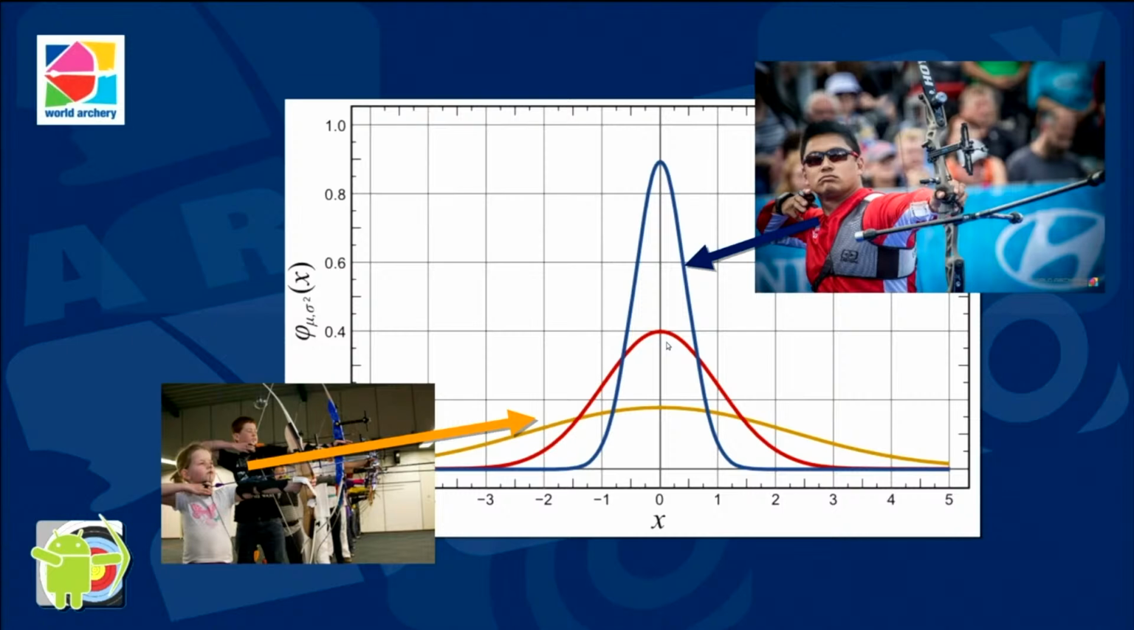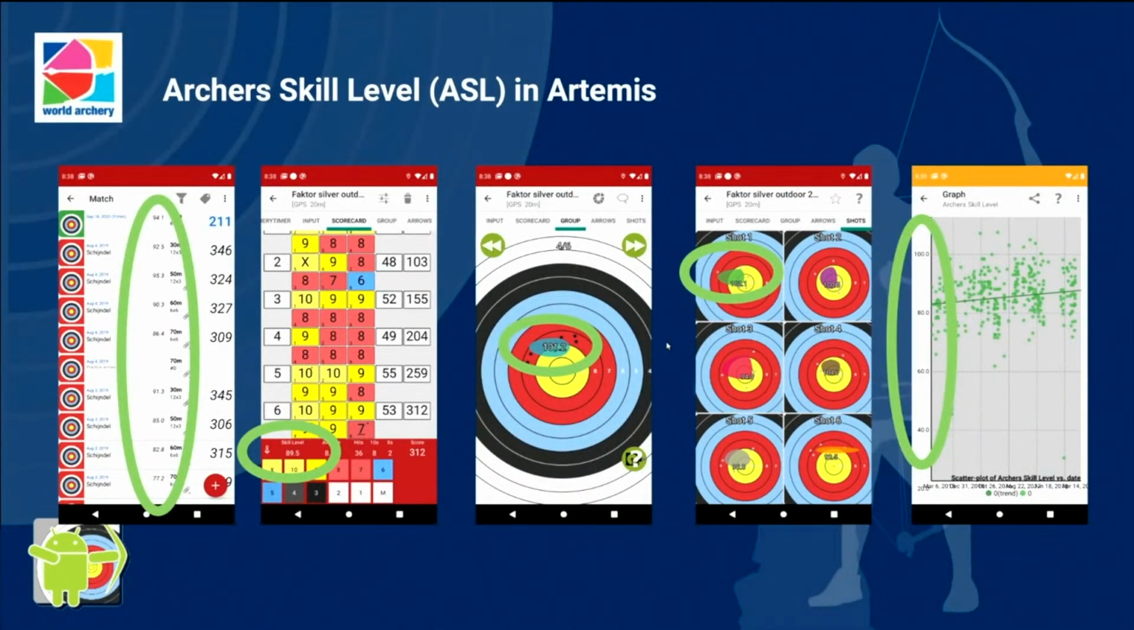And in Artemis, the archer skill level appears in many different places. So if we look at, for example, the list of sessions that an archer has done, these are all different sessions on the left with different distances, different target faces, different numbers of arrows. So we have a lot of different scores here. But if we look at the column with the skill level, we can actually see the skill level of the archer in this column. If we look at the scorecard, we have a skill level on the bottom here.